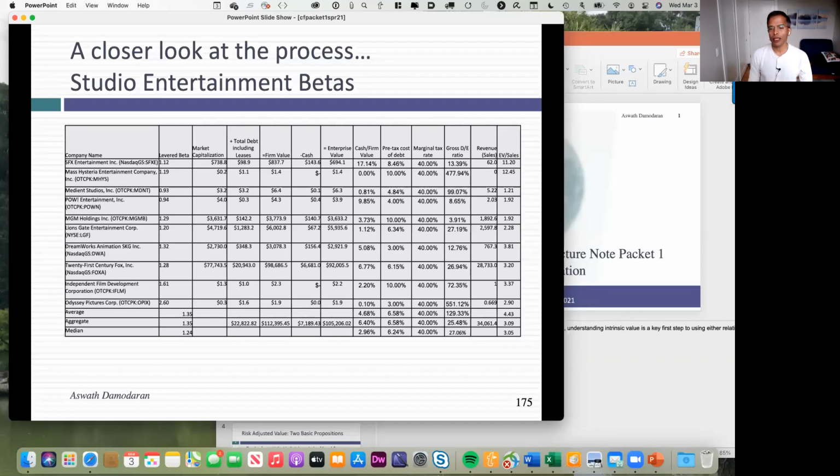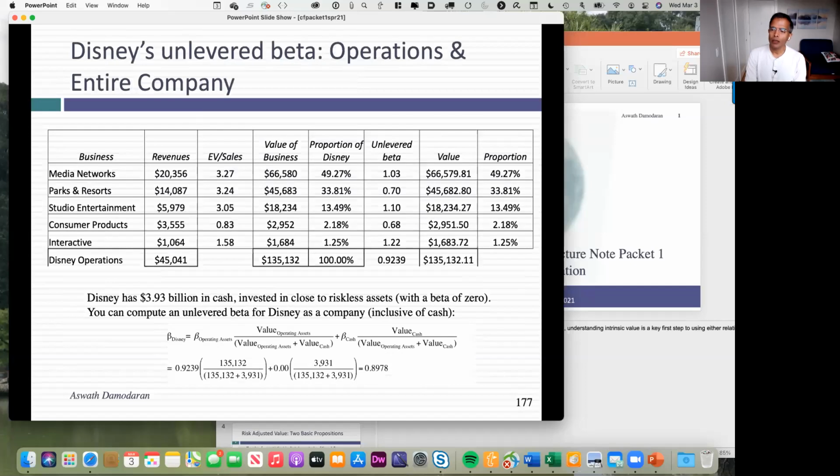Let's do one final thing and we'll end for the day. I want a beta for Disney as a company, right? I've got a beta for each of the 5 businesses. To get a beta for Disney as a company, I need to take a weighted average. Now, if I'm in a hurry, here's what I can do. I can take the revenues, which they've given to me by business, and weight each business based on revenue. So if they get 20 billion from media networks, I can say that's how much.